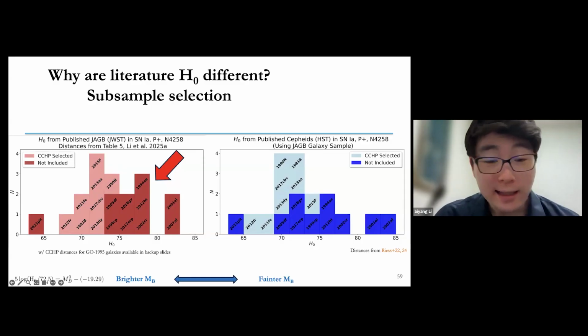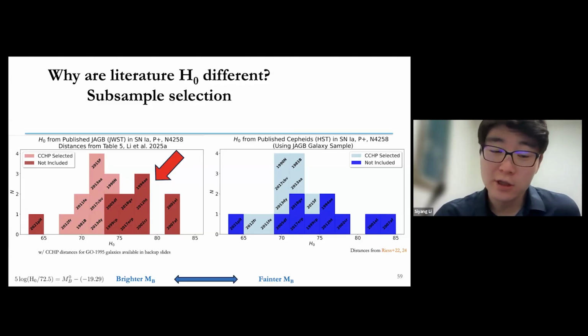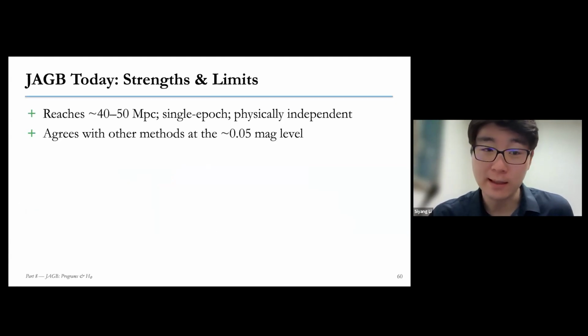And so I think, again, since a lot of this data is public moving forward, it's encouraged to use the full data sets. But of course, with JGB, because there are not so many observations compared to Cepheids or TRGB, I think this fluctuation is definitely expected.